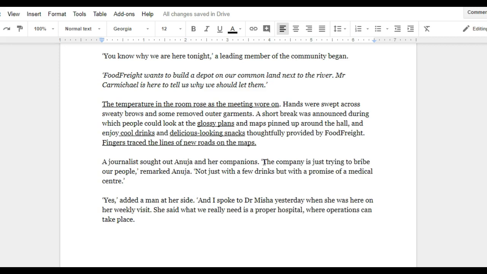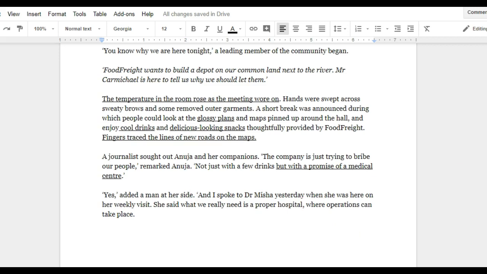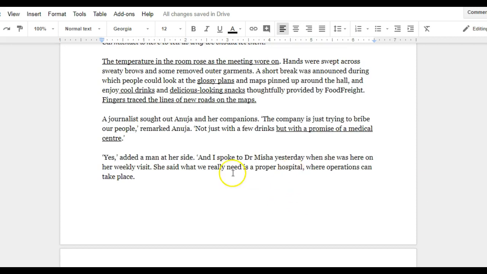So she says to the journalist, the company is just trying to bribe our people, not with a few drinks, but with the promise of a medical centre. So why does she tell us that here? I think this idea is going to be something that's going to be developed. Yes, added a man at her side. I spoke to Dr. Misha yesterday when she was here on her weekly visit. She said what we really need is a proper hospital. You can see people are going to be swayed by this, the depot, and what the depot is offering.